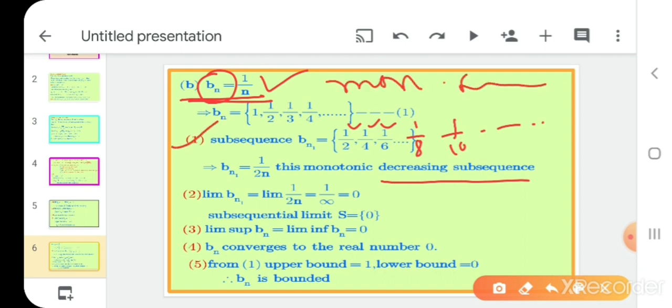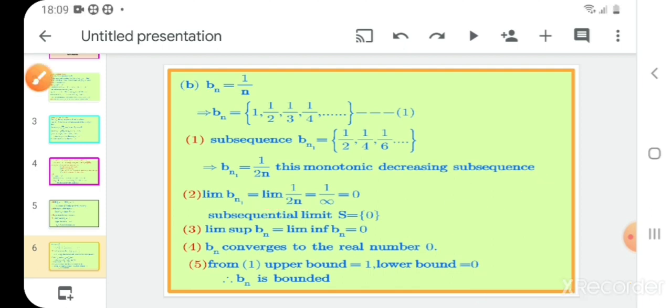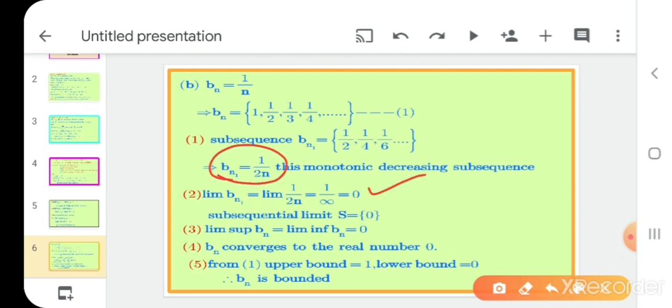First point is completed. What is the second point? Subsequential limits. That means we find the limit of the subsequence. What is the subsequence here? Bn1 equals 1 by 2n is the subsequence. Now we find the limit of 1 by 2n. Where do we find the limit? As n tends to infinity. See here, limit as n tends to infinity of 1 by 2n equals, we put infinity in n's place. What do we get? 1 by 2 into infinity means 1 by infinity. This is 0. What is the limit of this subsequence? 0. Therefore, the set of subsequential limits, capital S, equals 0.